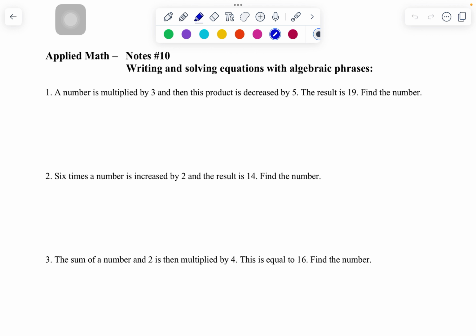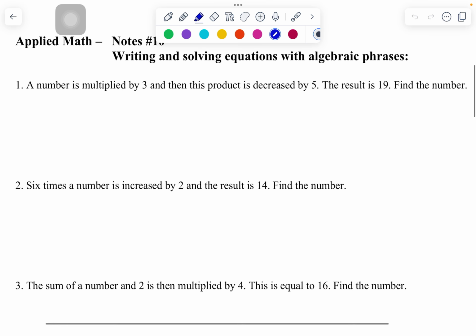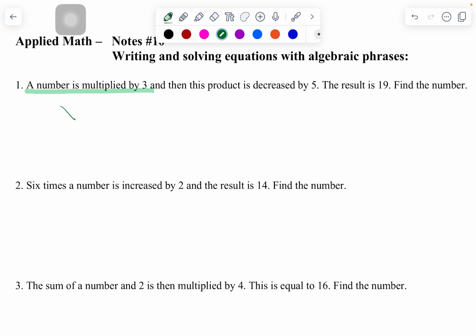So my habit, my tendency here, I'm going to zoom in just a little bit, is I'm going to grab a highlighter here, and I'm going to start reading the sentence, okay? It says, a number is multiplied by 3. Well, what number? I don't know, so here's my x, right? That's going to represent my number. Multiplied by 3. All right, cool. 3x, so that means 3 times x.